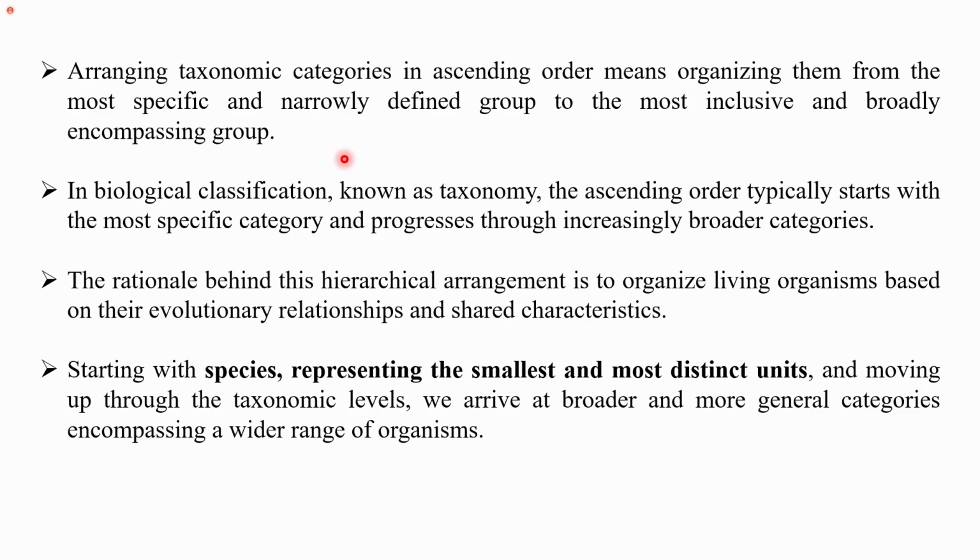So in biological classification, which is known as taxonomy, the ascending order typically starts with the most specific category, that is species, and progresses through increasingly broader categories up to the kingdom. The rationale behind this hierarchical arrangement is to organize living organisms based on their evolutionary relationships and shared characteristics. Starting with the species, it represents the smallest and the most distinct unit. Why is it the smallest? Obviously, the number of organisms will be lower as compared to the others. So it is the smallest, but it is the most distinct, as I tried to make you understand with the example of the color of the balls.